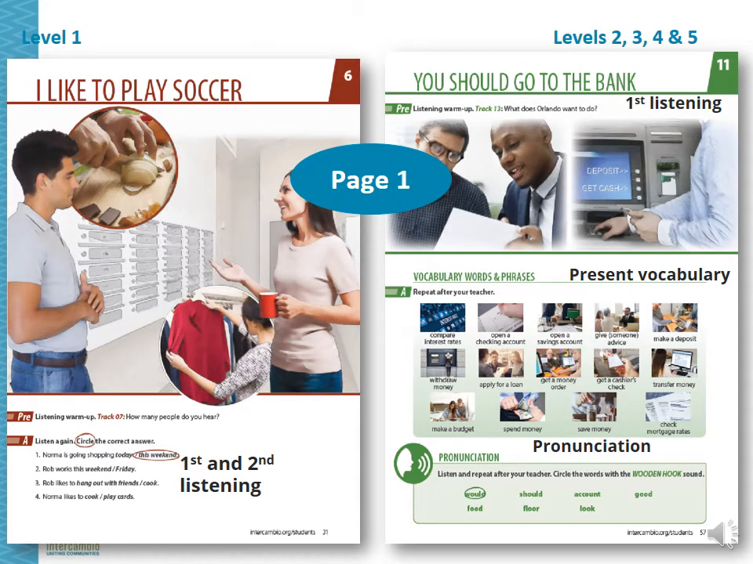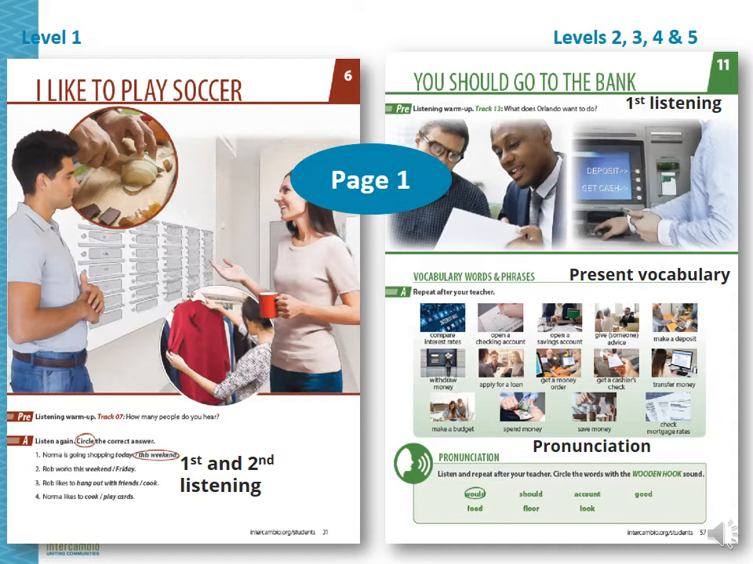Now we're going to take a look at the books. So levels 2, 3, 4, and 5 are all the same. Level 1 is slightly different. The first page of every book begins with an introduction to the lesson. So you'll see the title of the lesson. You'll see a big picture, which helps provide context for the lesson. And you'll also see a pre-listening task, which asks a very general question.